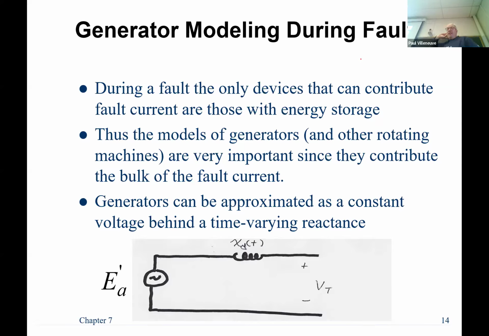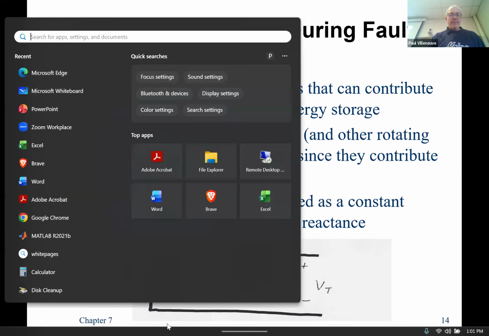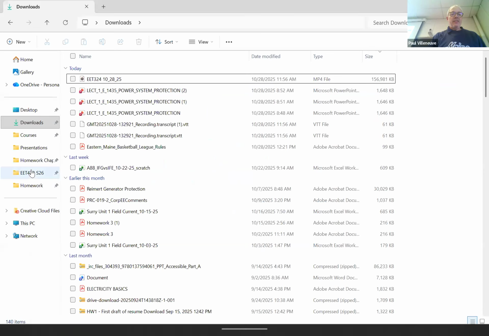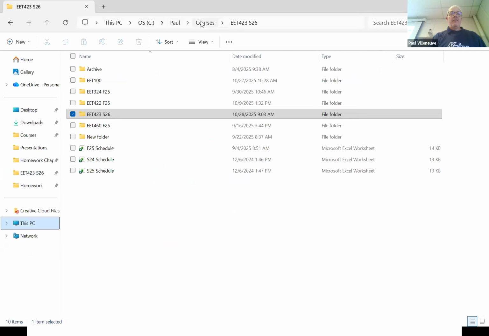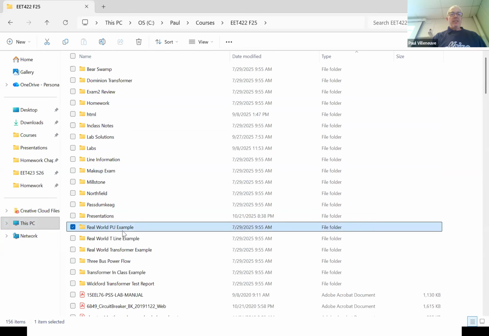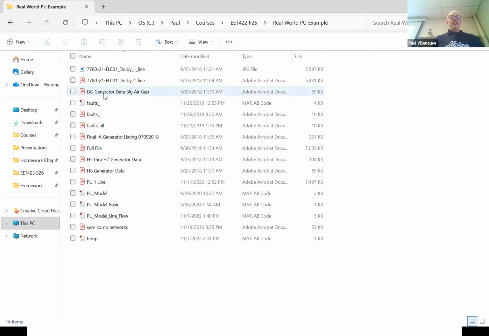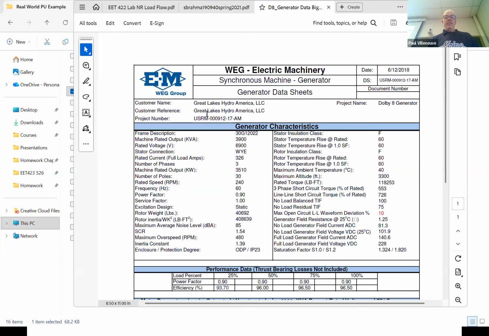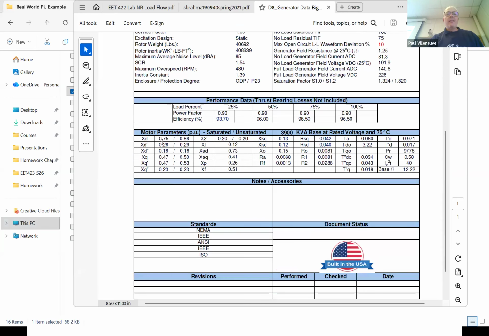Remember back when we looked at our parameters? Actually, I can do it here. But remember the real world per unit example? And we looked at the D8, that was the Dolby 8 generator. XD. You see XD there? That's the direct axis reactance. And notice there's 3 XDs. XD, XD prime, and XD double prime.